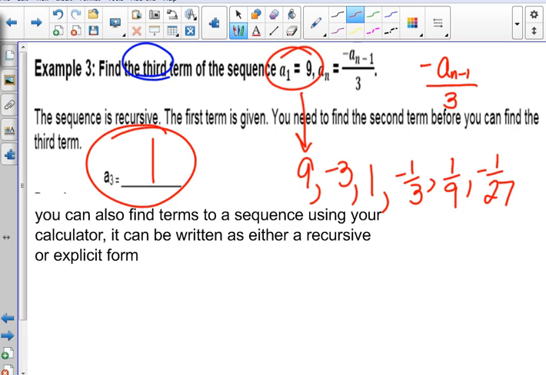right? That's the definition of a convergent sequence. It's converging on a single number. Now, a convergent sequence cannot approach infinity or negative infinity. It's got to approach a real number, okay?